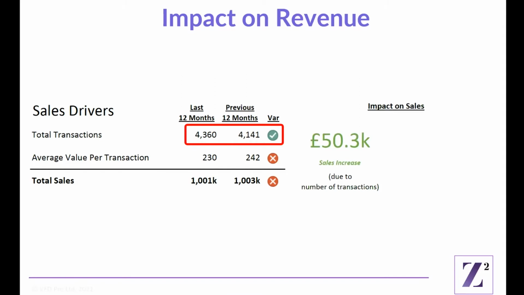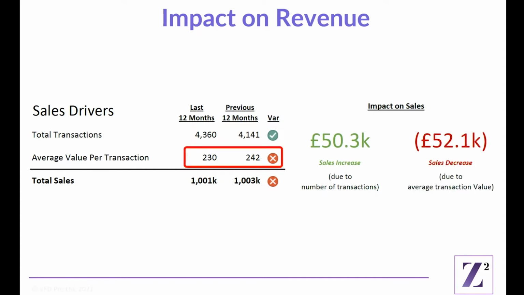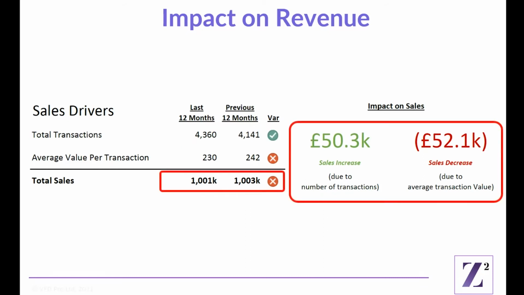Knowing the average value per transaction, we can calculate the total volume of additional sales Alex has enjoyed as a result of increasing the number of transactions. It should have delivered a £50,300 increase in sales, or a 5% increase in total revenue. But the 12% reduction in the average transaction value has written off all the gains, costing Alex and KPI software £52,100. The difference between the two is the 2K reduction.